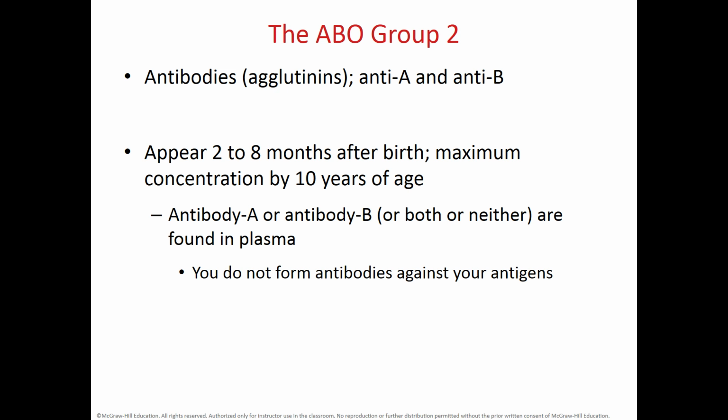If you have B blood type, you cannot have anti-B. You can have anti-A, but not anti-B. And if you have AB blood, you cannot have anti-A and anti-B antibodies. So you have neither antibody. And if you have O type of blood, you will have both anti-A and anti-B antibodies.